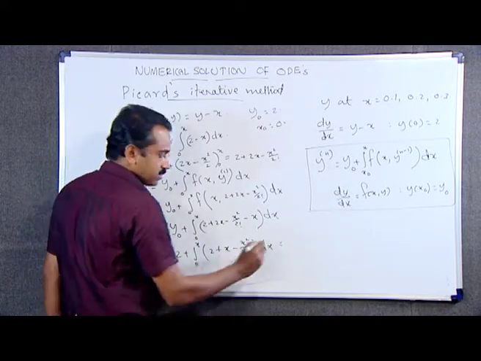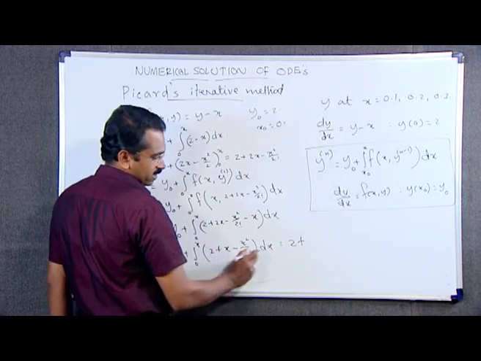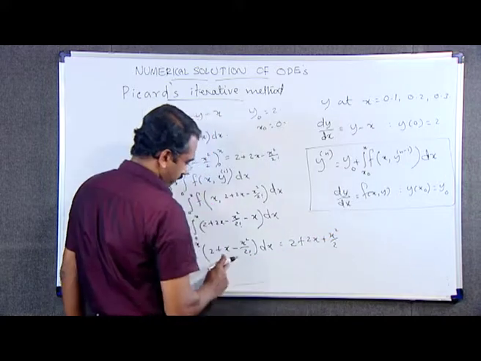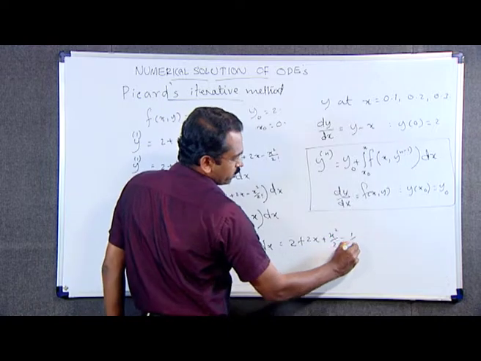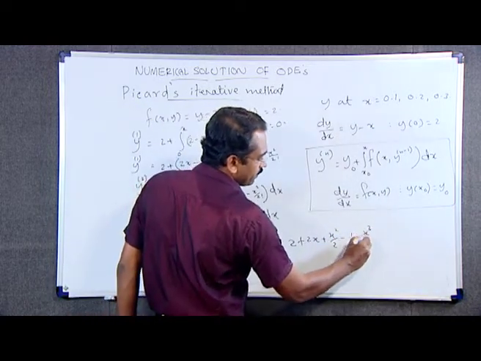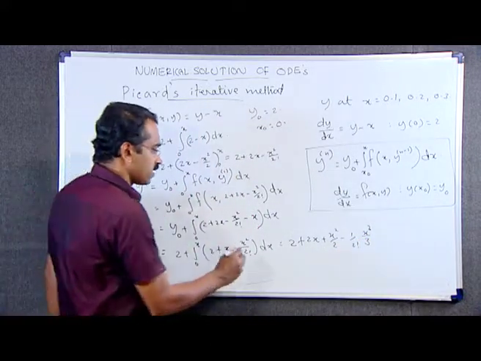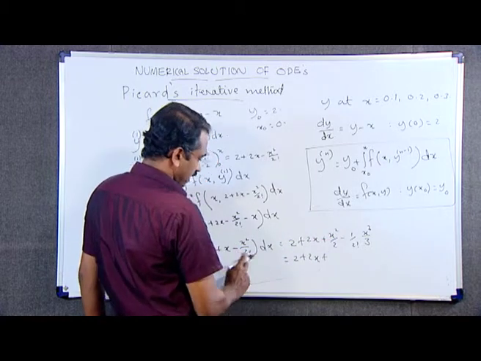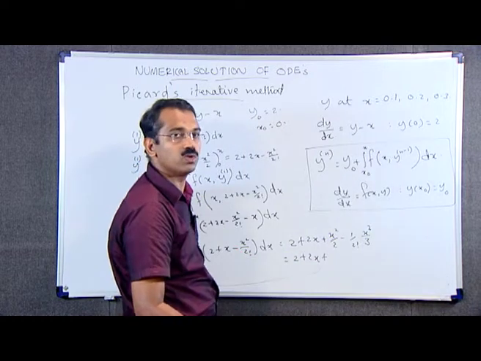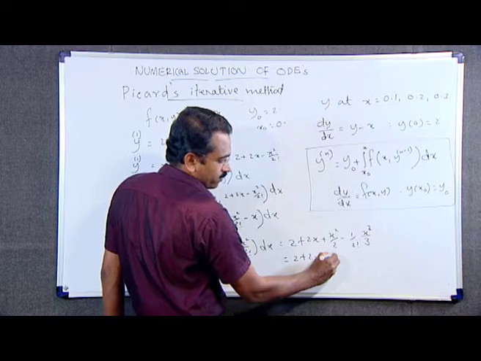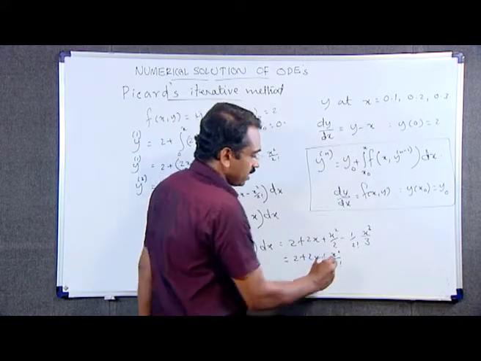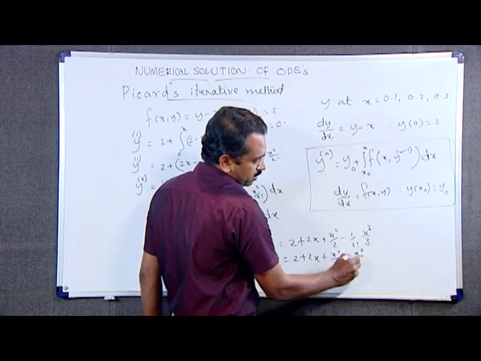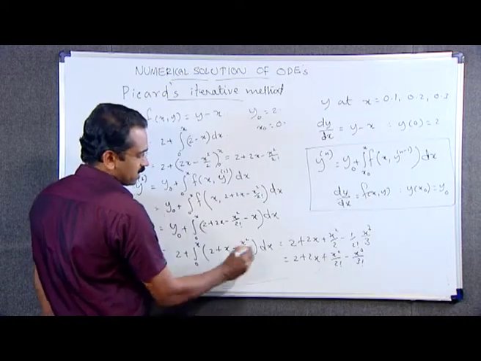This is equal to 2 plus, on integration, the integral of 2 dx, which is 2x, the integral of x dx, which is x square by 2, minus 1 by 2 factorial into the integral of x square dx, which is x cube by 3. This is equal to 2 plus 2x plus x square by 2. Here in the denominator it is 2, we write 2 factorial for 2, that is x square by 2 factorial, minus, here 3 into 2 factorial means 3 factorial in the denominator, that is minus x cube divided by 3 factorial. This is the second approximation y 2.